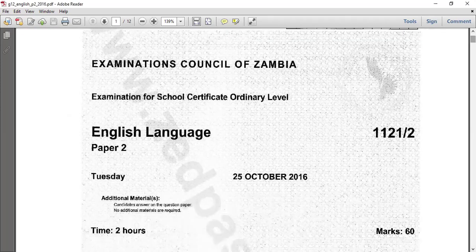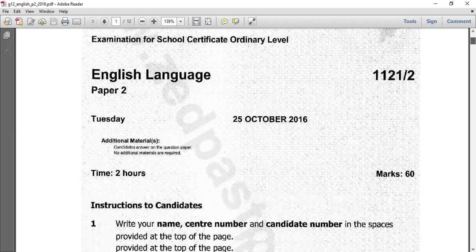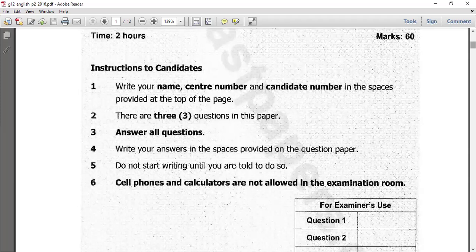Today we'll be doing English paper 2, 2016, that we will answer together as we go through. The time for this paper is 2 hours. Marks allocated to this paper were 60 marks. The instructions to candidates are that you are supposed to write your name, center number, and candidate number in the spaces provided at the top of the page.